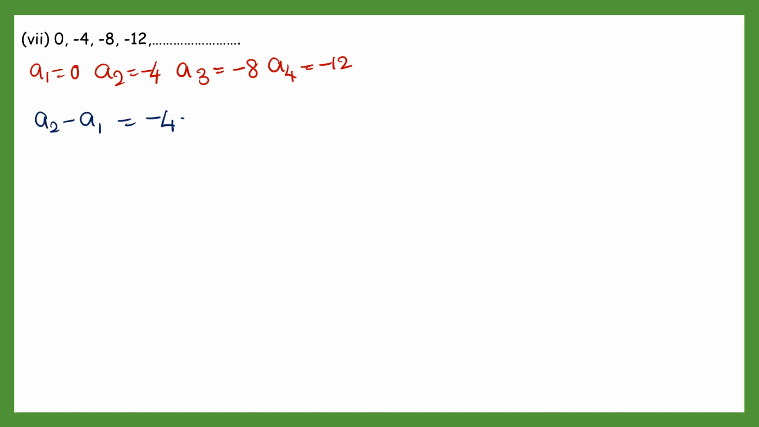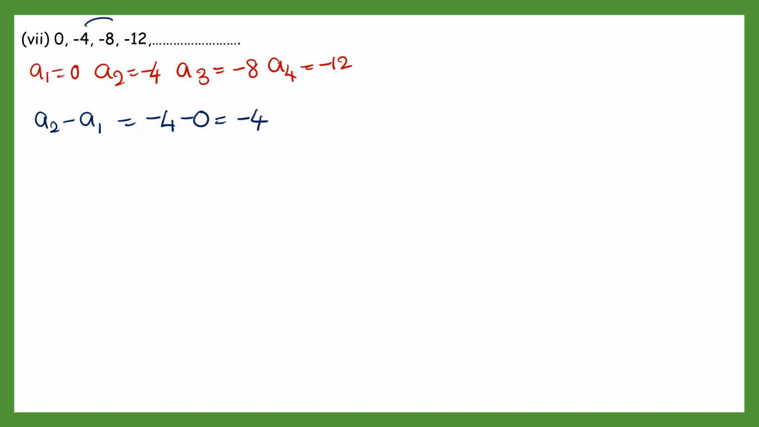Next question. The first term A1 is 0, second term is minus 4, third term is minus 8, fourth term is minus 12. Let's check whether the difference between consecutive terms is same or not. If it is same, the list will be in arithmetic progression. So, first term, second term are consecutive. So, find A2 minus A1. So, minus 4 minus 0, we get minus 4.